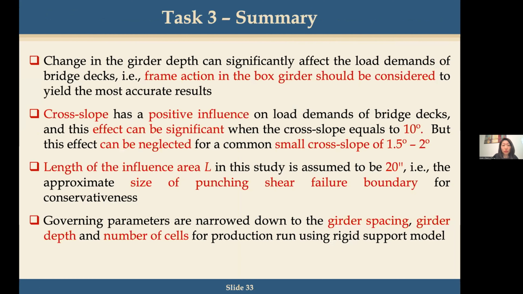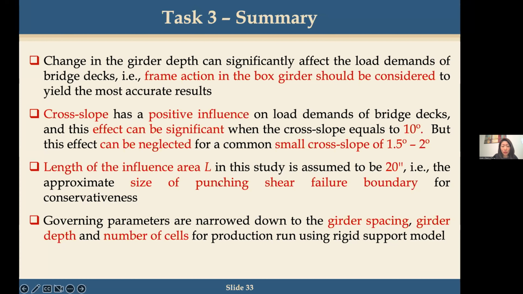To have a short summary of this, the change of the girder depths can significantly affect the load demands of the deck design. So the frame action in the box girder has to be considered to yield the most accurate results. Now, the cross slope is another interesting aspect. It also has a positive influence on the load demand of the bridge deck. However, in our analysis, we're going to neglect this effect, since in the database the small cross slope between 1.5 and 2 degrees is not as significant.